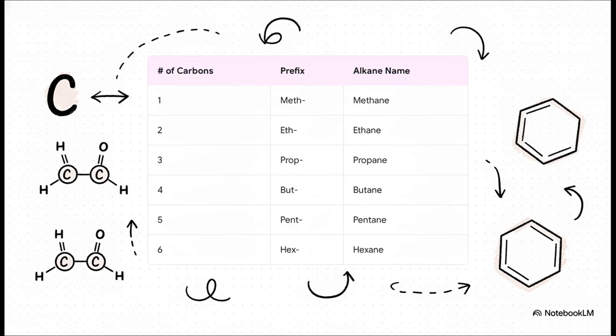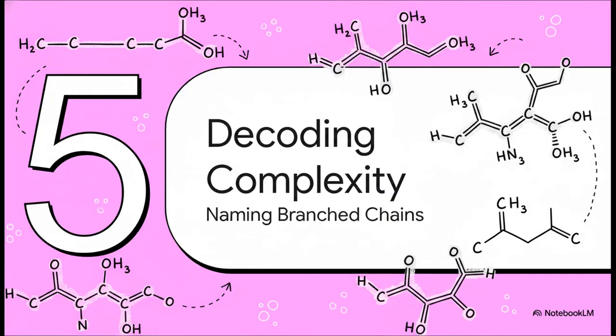There's a prefix for the number of carbons: meth for 1, eth for 2, prop for 3, and so on. You just stick the suffix ane on the end. So a chain with 6 carbons? You got it. It's hexane. Okay, that works great for straight lines.